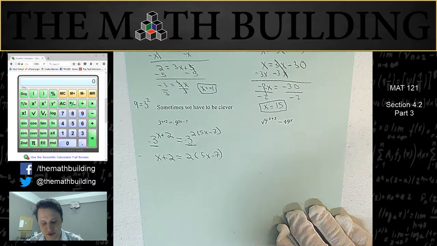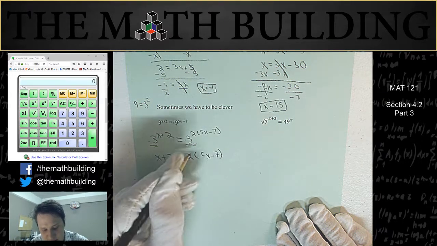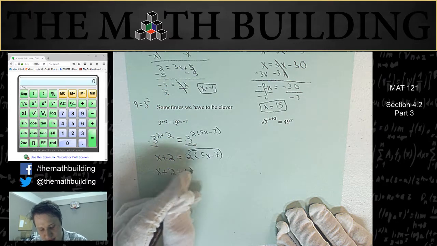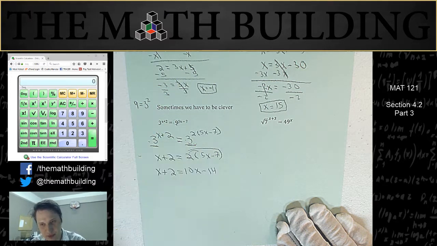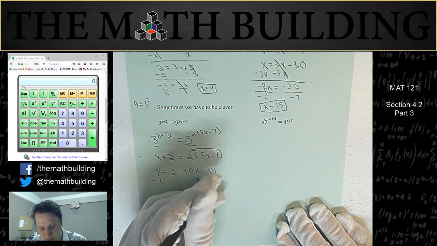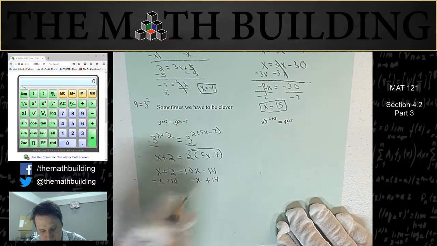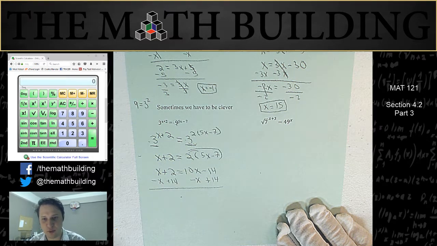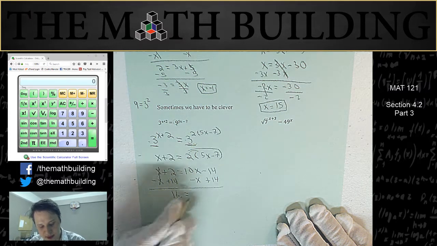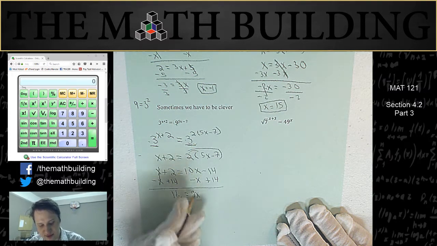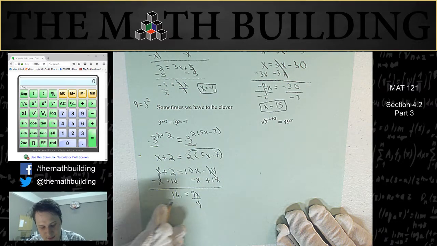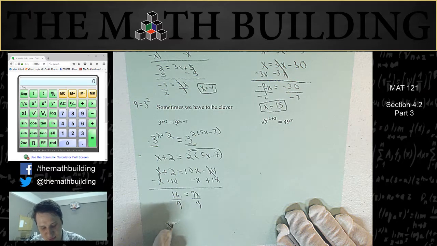And hopefully now this is an equation that you can just go on autopilot. Do the distributive property. x plus 2 equals 10x minus 14. Let's bring all our x's to one side and all of our numbers to the other side. So I'm kind of doing 2 steps in one here. The x's cancel, I get 16. 10x minus x is 9x. And the 14's cancel. Divide by 9, divide by 9. x equals 16 over 9.